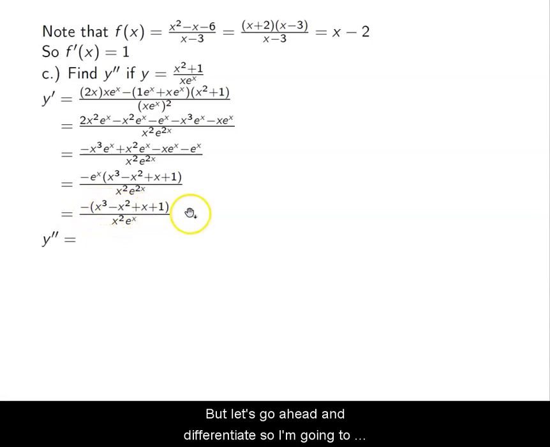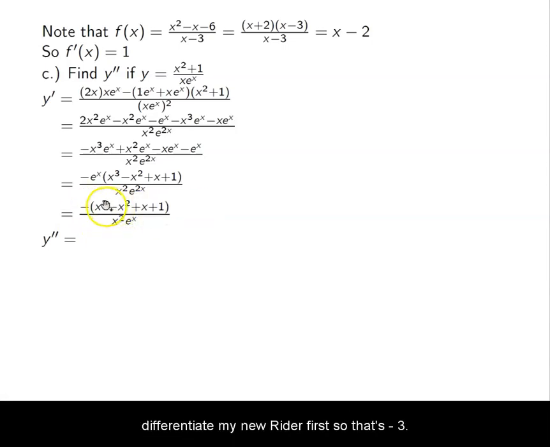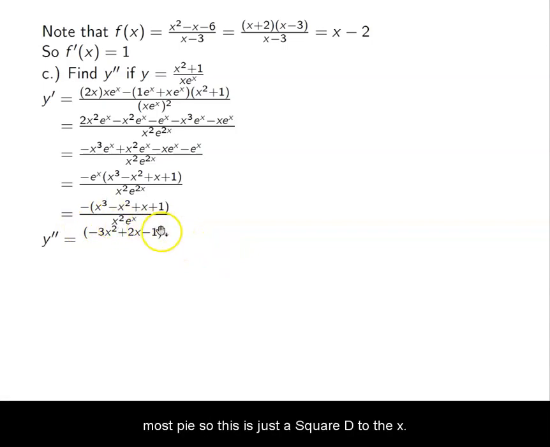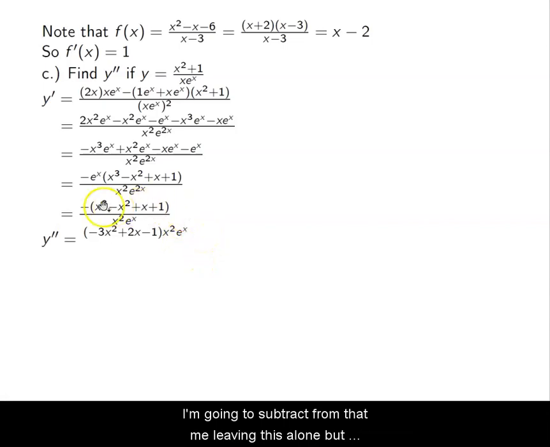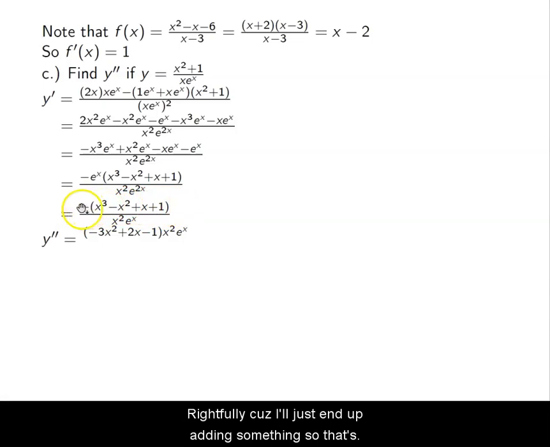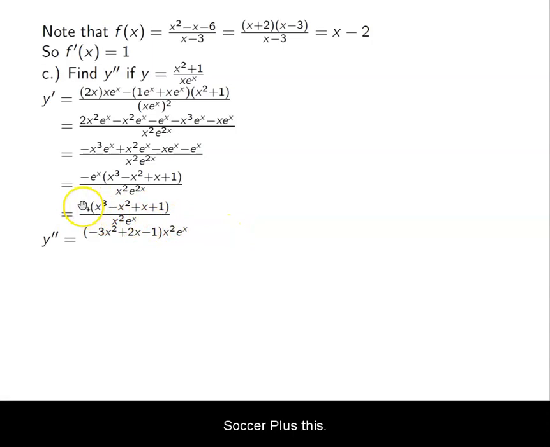So I'm going to differentiate my numerator first. So that's negative 3x squared, positive 2x minus 1. Okay. I'm going to leave the denominator alone. So again, I'm using parentheses because I have 2 things I'm going to multiply. So this is just x squared e to the x. I'm going to subtract from that, me leaving this alone, but it's nice in its factored form, right? Pulling out this negative, because I'll just end up adding something. So that's pretty cool. So I'll go plus this, okay?